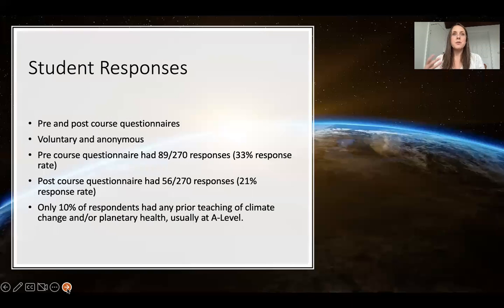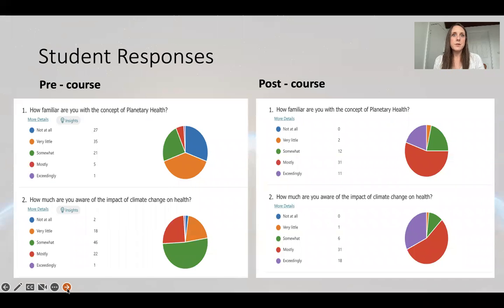So I'd like us to move on now to talk about the responses to the pre and post course questionnaires with a 33 and 21% response rate respectively. Only 10% of respondents had any prior teaching on climate change or planetary health. We can see from these graphs that there are significant improvements in knowledge of respondents, with a 68% increase in respondents rating their awareness of the concept of planetary health as mostly or exceedingly aware. And there were similar increases in the awareness of the impact of climate change on health.